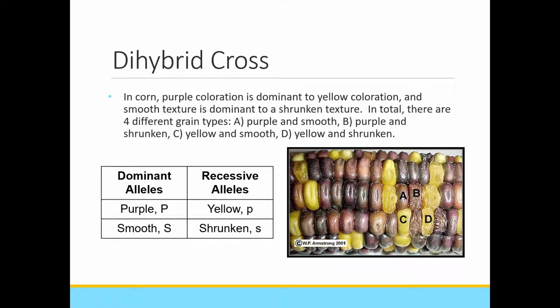So I'm going to talk about dihybrid crosses and chi-square tests. So in corn, purple coloration is dominant to yellow coloration, and there are also different texture phenotypes. Smooth texture is dominant to a shrunken texture. So in total, we have 4 different grain types. You can either have purple and smooth kernels, purple and shrunken, yellow and smooth, or yellow and shrunken kernels.